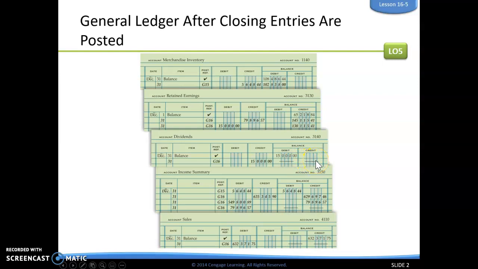Now, everything that we've been doing, we are doing on the computer. So we don't have the option to draw lines through the debit and the credit on the computer. We just have the option of putting zero. If we were doing it on paper and pencil, though, we would want to draw a line through the debit and the credit balance. That just shows that it's not that we forgot to put other numbers in there. It is that we are at a zero balance.